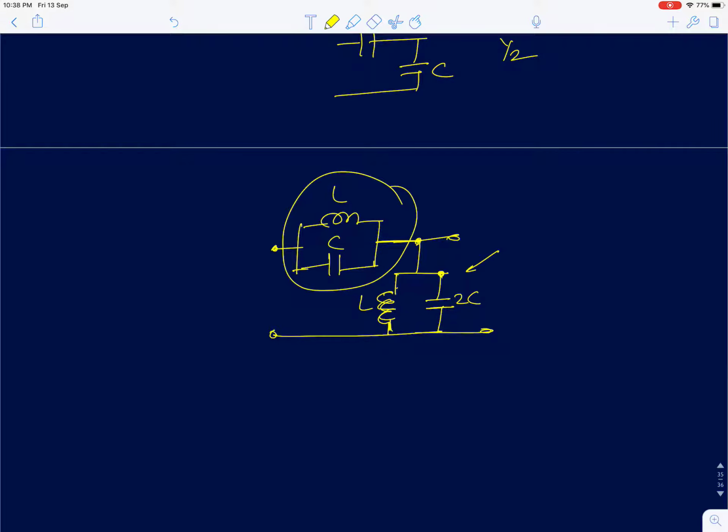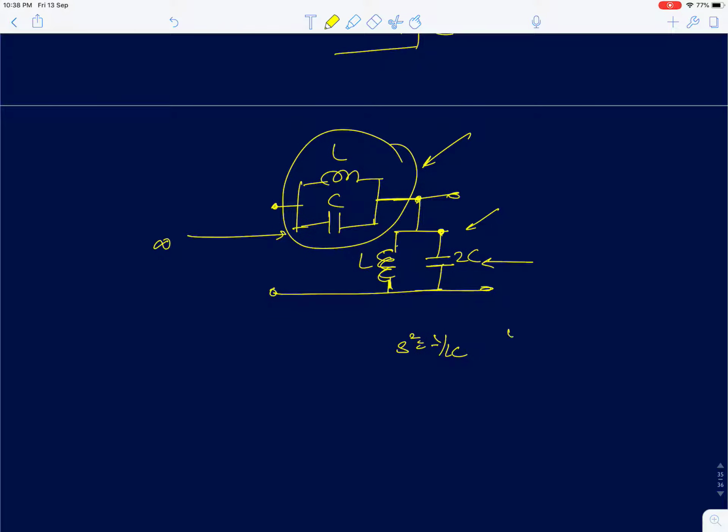So to find the zero, this impedance will blow up and this impedance should go to 0, and that happens only at DC or infinite frequencies. But this also goes to 0 and infinity at the same frequencies, so we can't use this condition. The other condition is when this impedance blows up to infinity, and that happens when s square equals minus 1 by LC. Okay, so we have a zero at plus minus j by root LC.